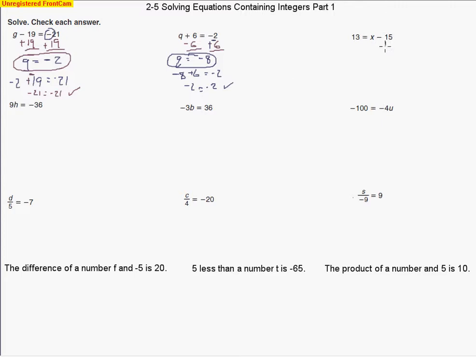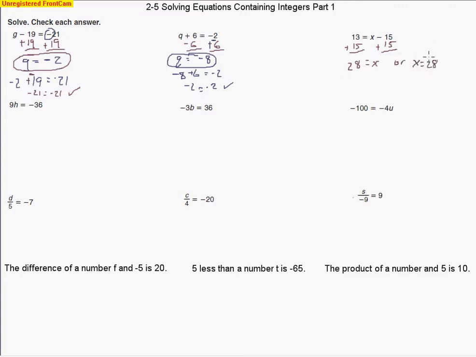So the difference here is that we have the variable on the right-hand side of the equal sign, but we do the same work. Here I'm going to add 15 to both sides, and that gives me 28 equals x. Well, that's the same thing as saying x equals 28. Doesn't matter which way you write it.